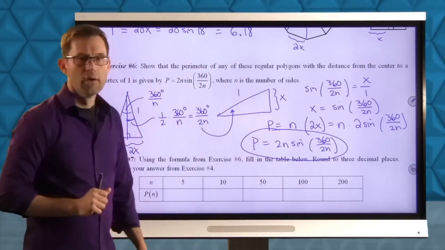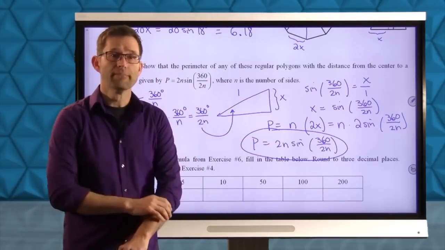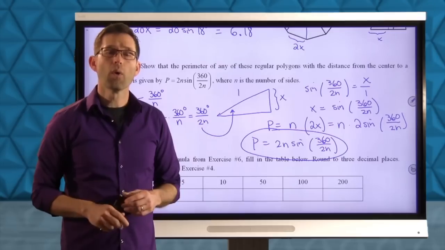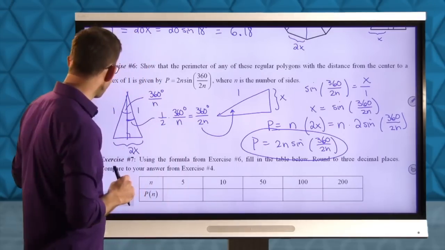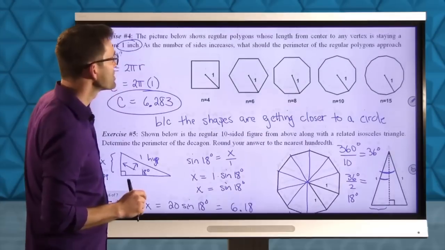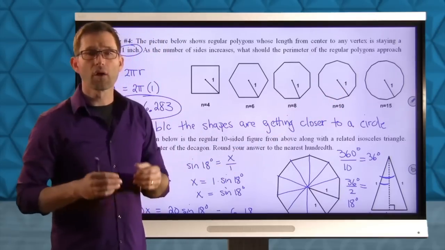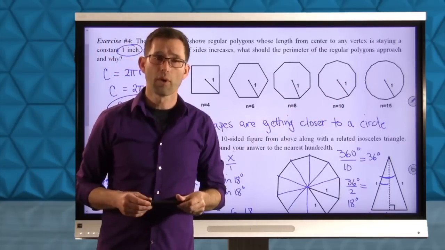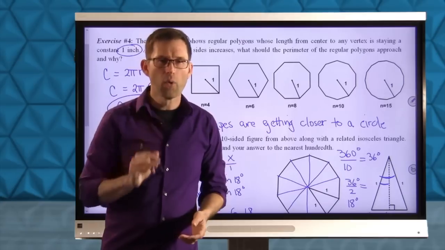Oh, Mr. Weiler, is this a formula we have to memorize? No, not particularly. Not at all. What we're really trying to look at here is how, when you increase the number of sides of regular polygons, their perimeters get closer and closer to the circumference of a circle. And now we'll really see it.